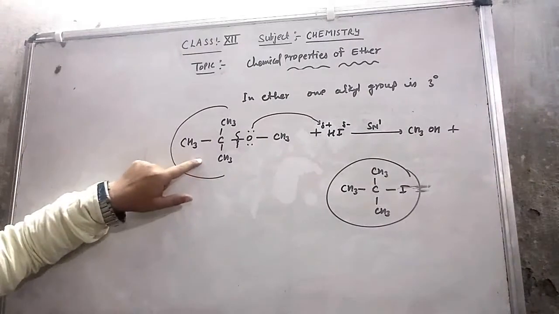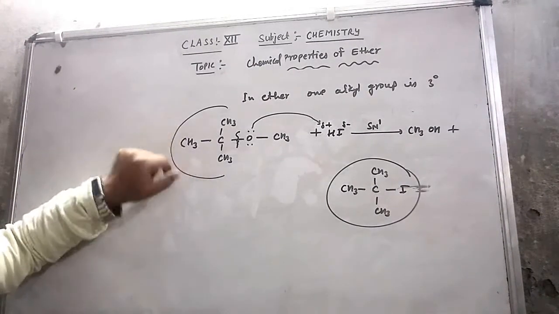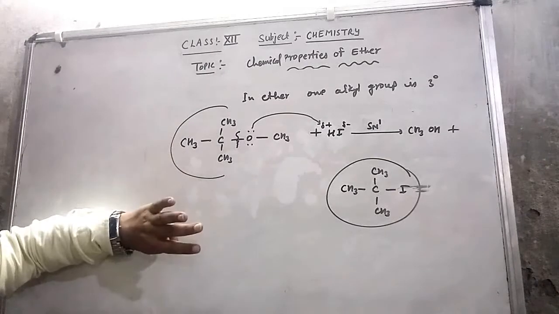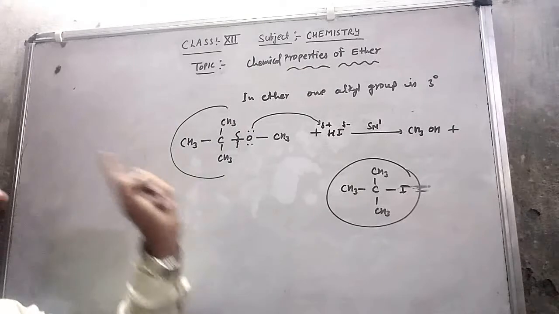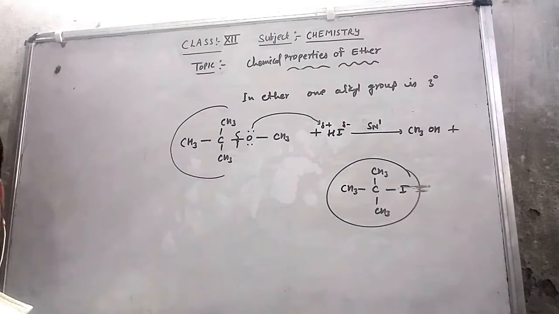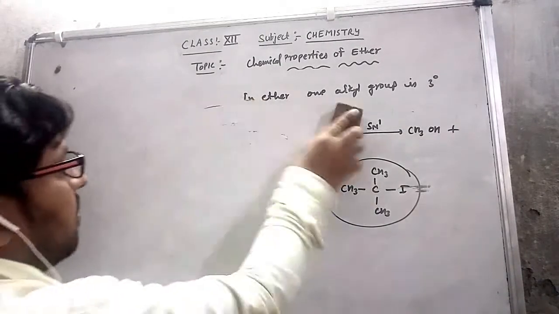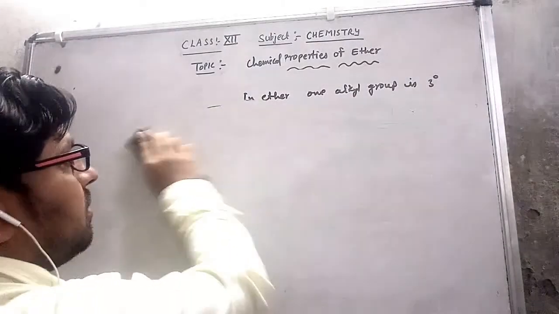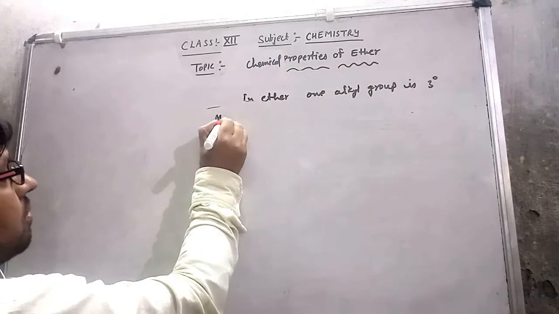That is just different from the primary ether, in which the tertiary side is not present. In that case an SN2 reaction takes place, but here an SN1 reaction takes place because the tertiary carbocation is more stable. I want to show its mechanism also, if you want to see the mechanism.